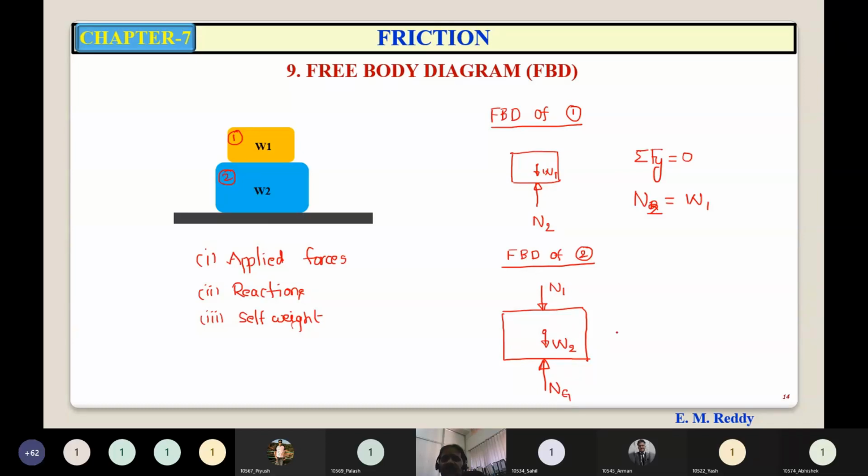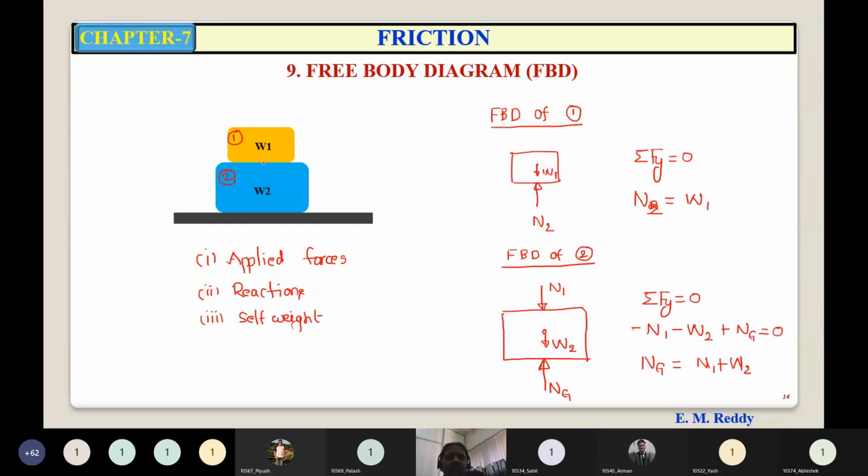Now this body is in equilibrium. So writing summation Fy is equal to 0, you have minus N1 minus W2 plus Ng is equal to 0. Here Ng is equal to N1 plus W2. Now see, when there is a contact between the two bodies, each body will exert a force in the form of normal reaction on the other.